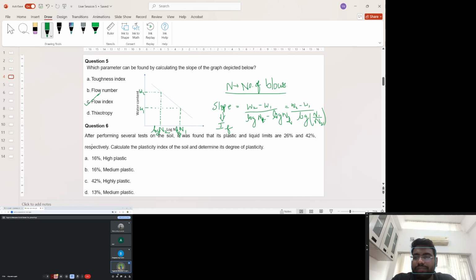Now question 6. After performing several tests on the soil, it was found that its plastic and liquid limits are 26% and 42% respectively. Calculate the plasticity index of the soil and determine its degree of plasticity.